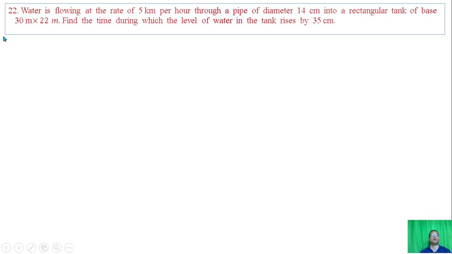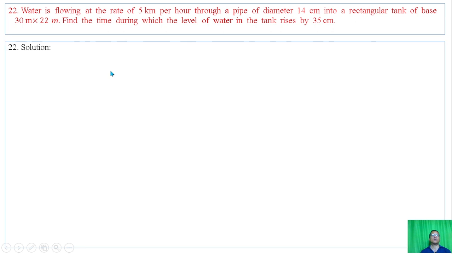Question number 22. Water is flowing at a rate of 5 km per hour through a pipe of diameter 14 cm into a rectangular tank of base 30 meter by 22 meter. Find the time during which the level of water in the tank rises by 35 cm.